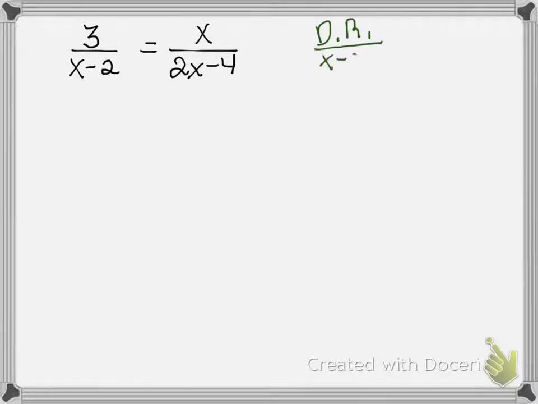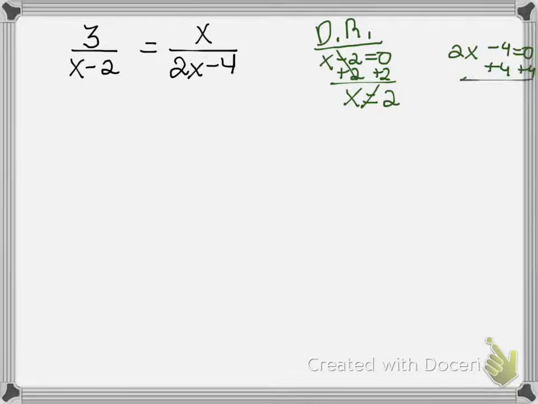So the first one I'm going to set equal to 0 will be the x minus 2. And as you can see, after adding 2, I'll get that x cannot equal 2. My second denominator, I'll set that equal to 0 and solve for x. That'll give me 2x equals 4. Go ahead and divide by 2 on both sides, and 4 divided by 2 equals 2. So basically, since I got the same thing, my only domain restriction is that x cannot equal 2.